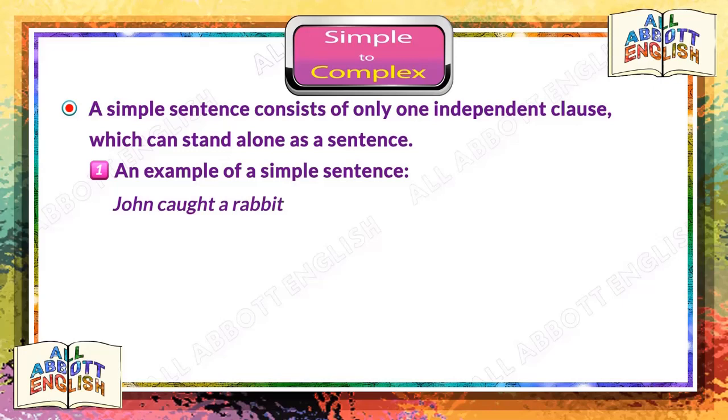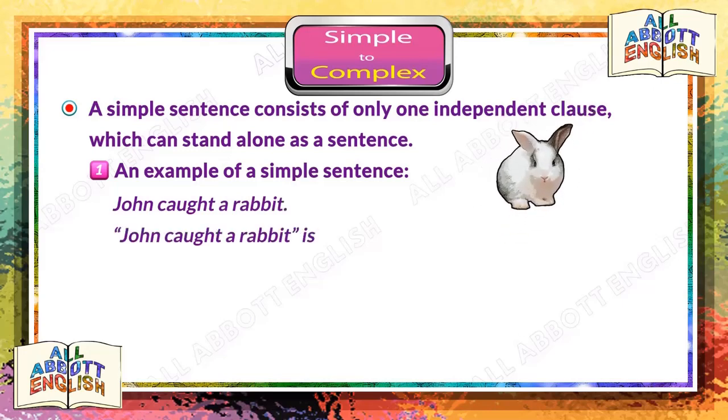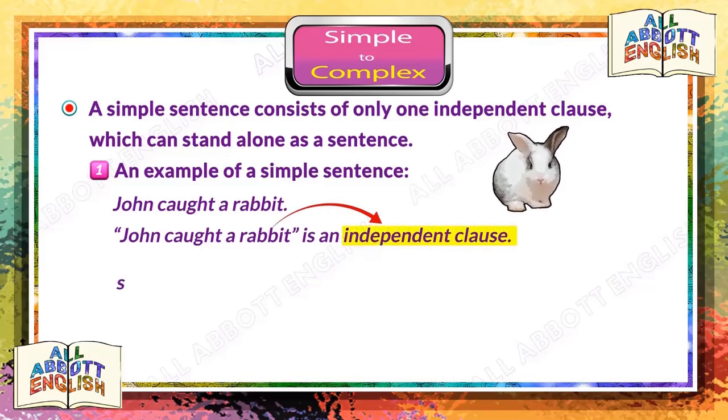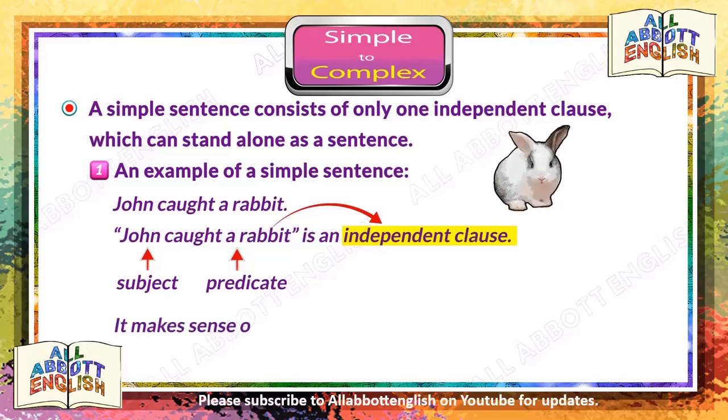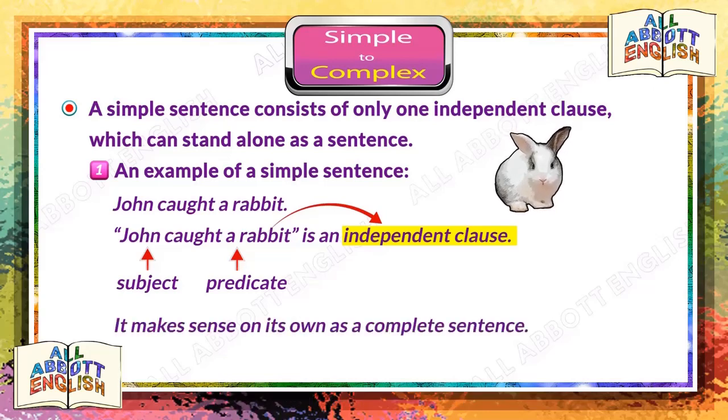John caught a rabbit. John caught a rabbit is an independent clause. John is the subject. He is the one who performs the action. The verb caught is part of the predicate. The predicate tells us what happened in a sentence. John caught a rabbit makes sense on its own as it is a complete sentence.